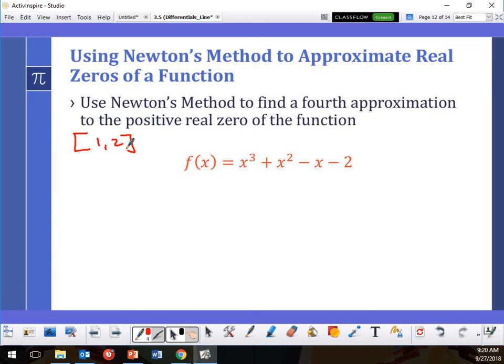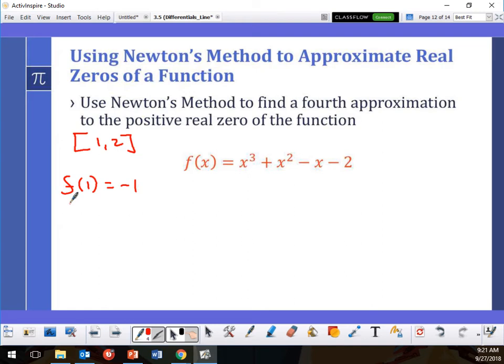There's going to be a 0 in there, right? Yeah. Okay, remember chicken crossing the road. If it changes size somewhere there, then it has to cross. So let's go ahead, plug that in. So it's going to be 1 plus 1 minus 1 minus 2. What's that give me? So f of 1 is negative 1.